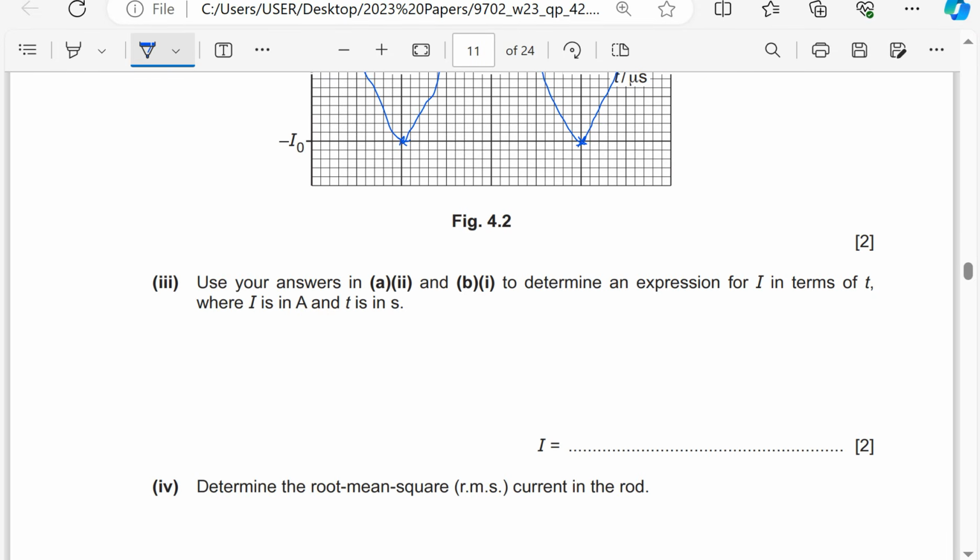So use your answer in A Roman 2 and B Roman 1 to determine an expression for I in terms of t. So I've just considered I is equal to I naught cos omega t, where I naught is 0.643 and omega was 3.14 times 10 to the power of 7. So the equation they want here is 0.643 cos of 3.14 times 10 to the power of 7 t.